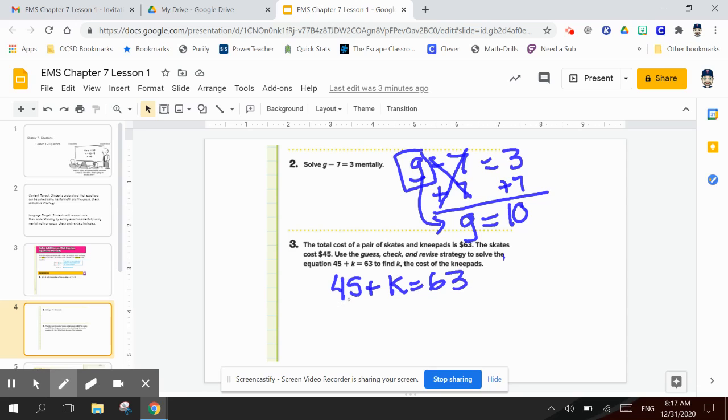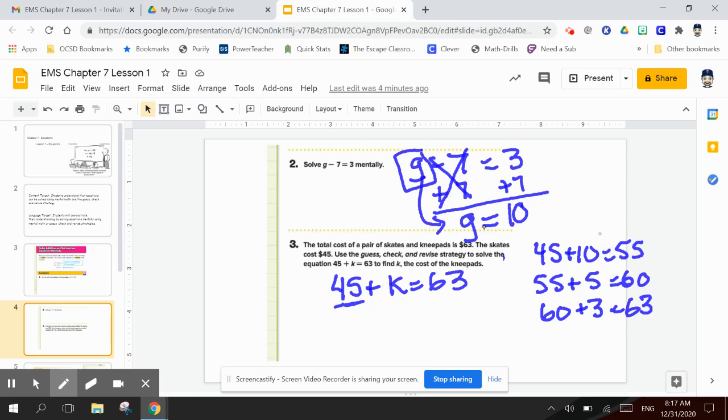So I know that 45 plus 10 is 55. And I know that 55 plus 5 more is 60. And I know that 60 plus 3 is 63. So what do I have to add to 45 to get 63? I look right here in this column, which is 10 plus 5 plus 3, which is 18. K equals 18.